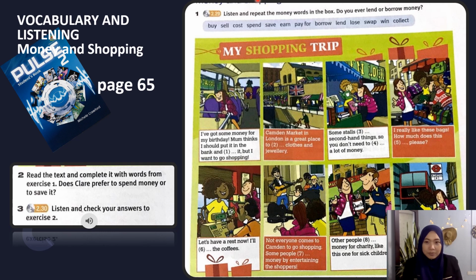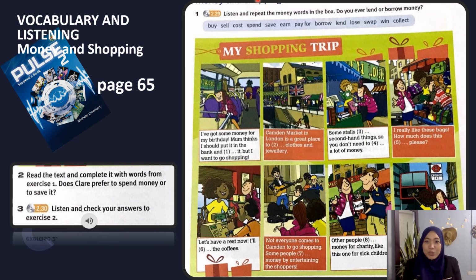Unit 6. Vocabulary and listening. Money and shopping. Exercise 1. Buy, sell, cost, spend, save, earn, pay for, borrow, lend, lose, swap, win, collect.